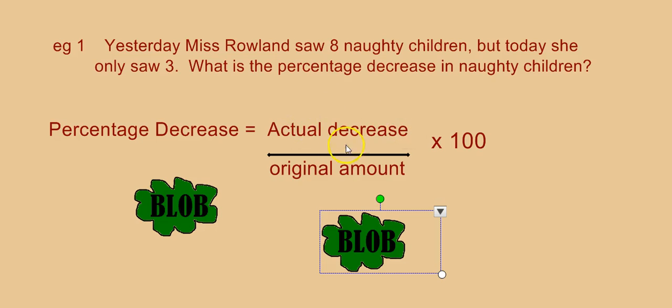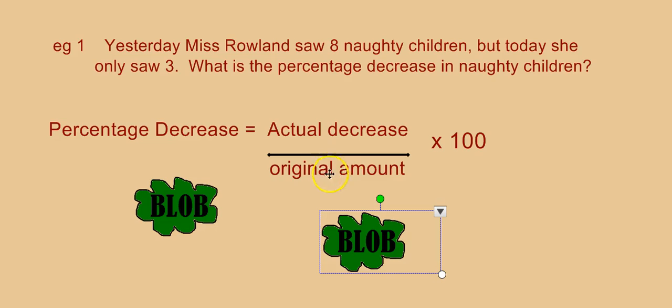Now this is the thing that makes these questions a little bit challenging if you're the kind of student who likes to just put any numbers in any formula, because the top of this fraction will never appear as a number in this question. The top of the fraction always has to be calculated, either in your head or with a calculator. So what was the actual decrease? How many fewer children were referred to me today than yesterday? We can quickly work that out as being 8 minus 3. The actual decrease in naughty children was 5. 8 minus 3 is 5.